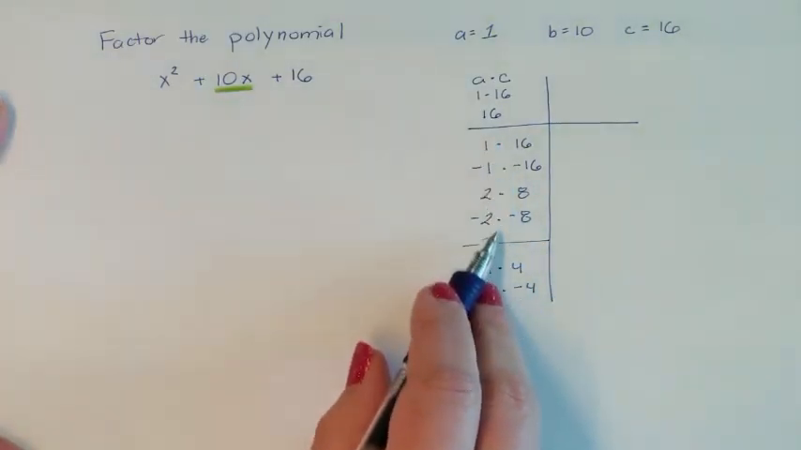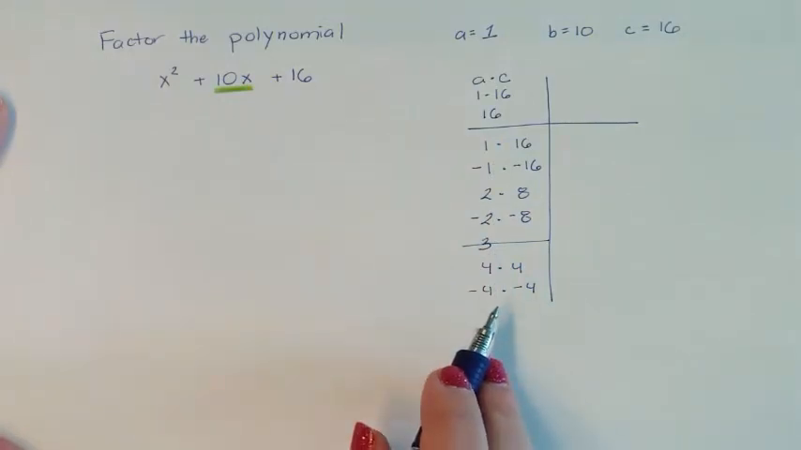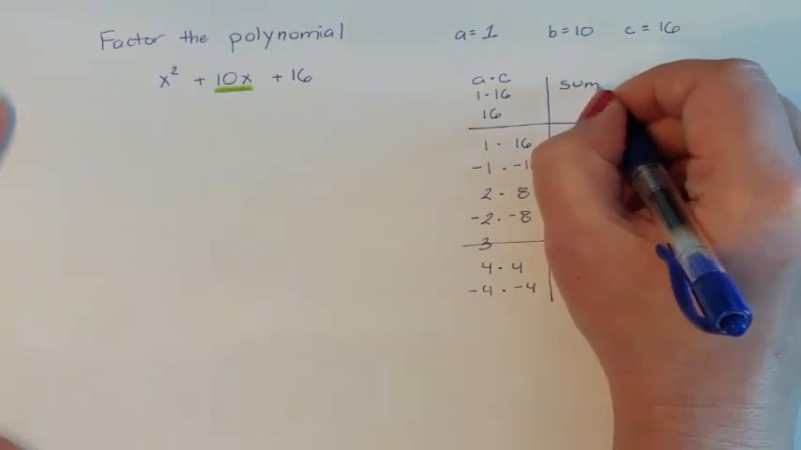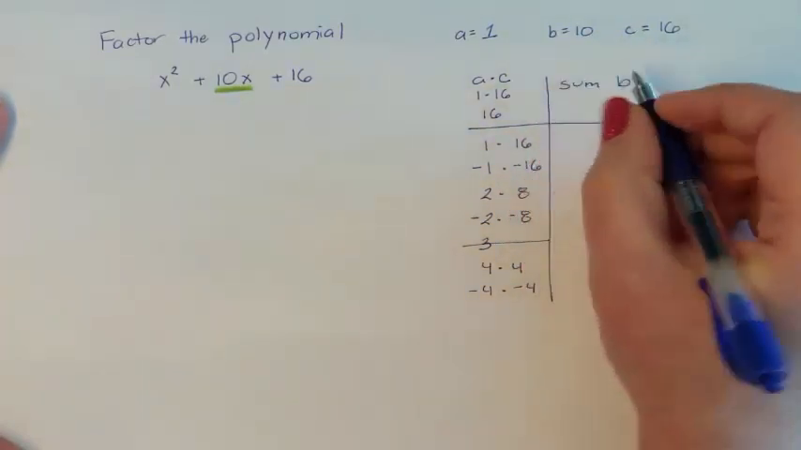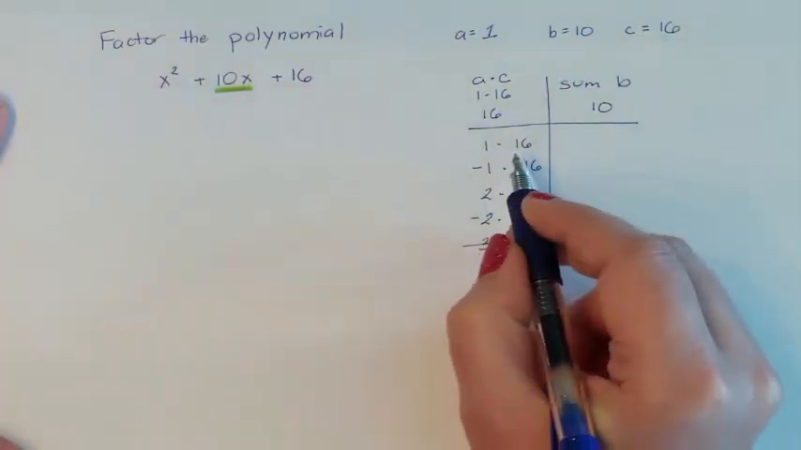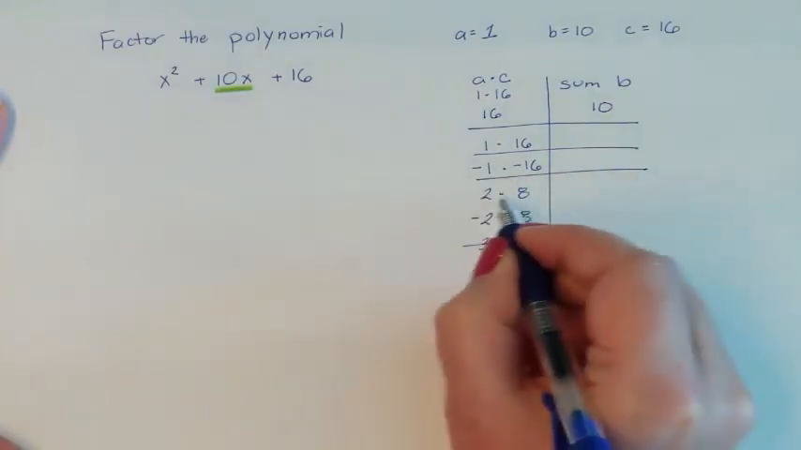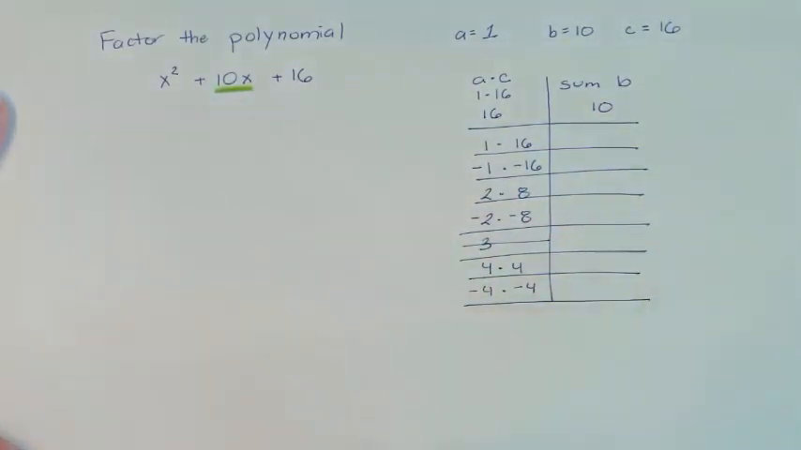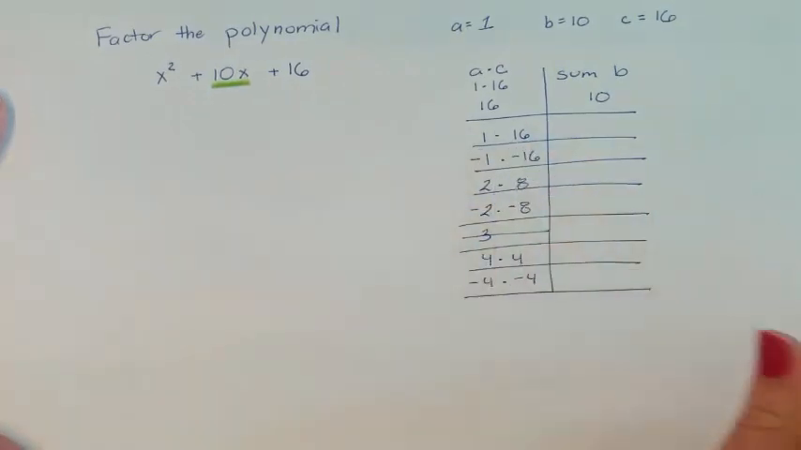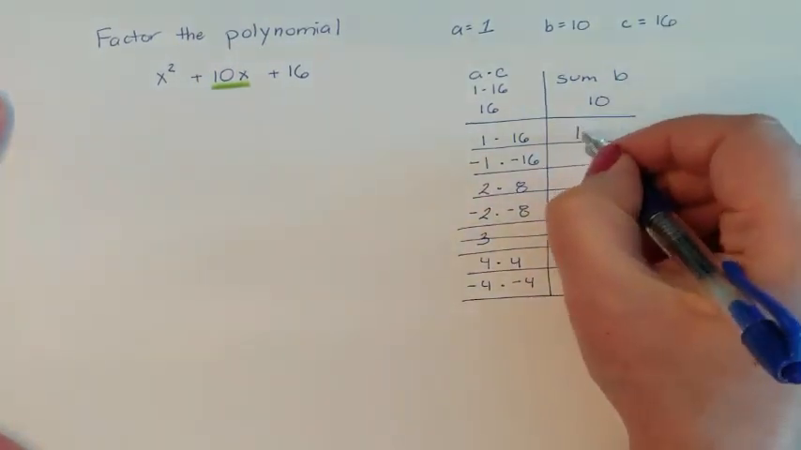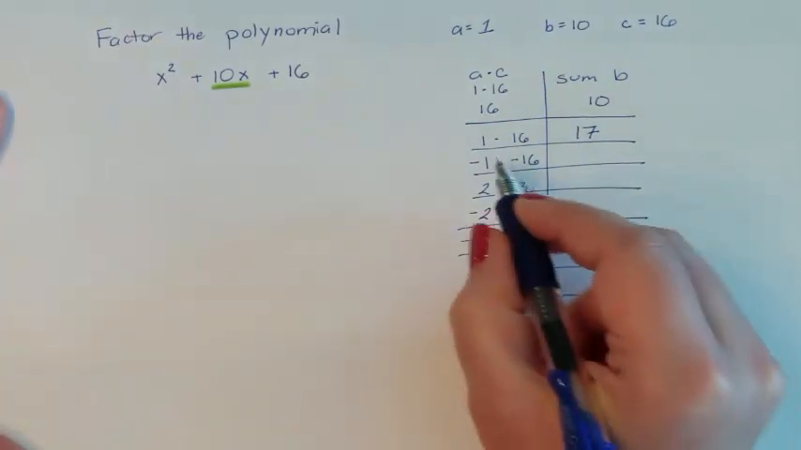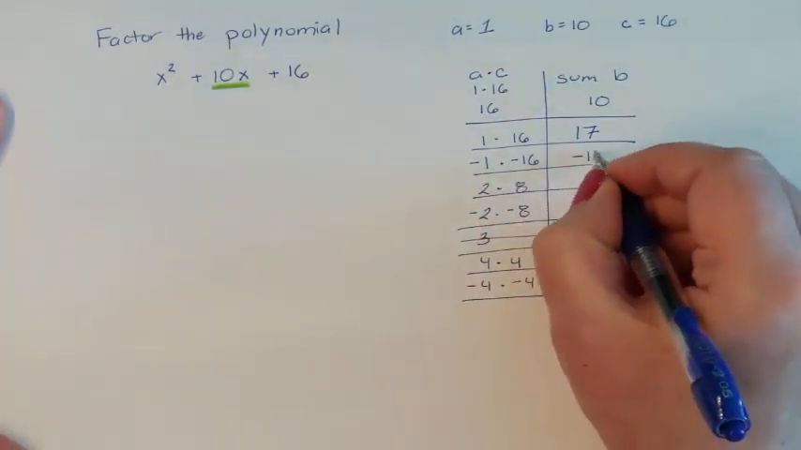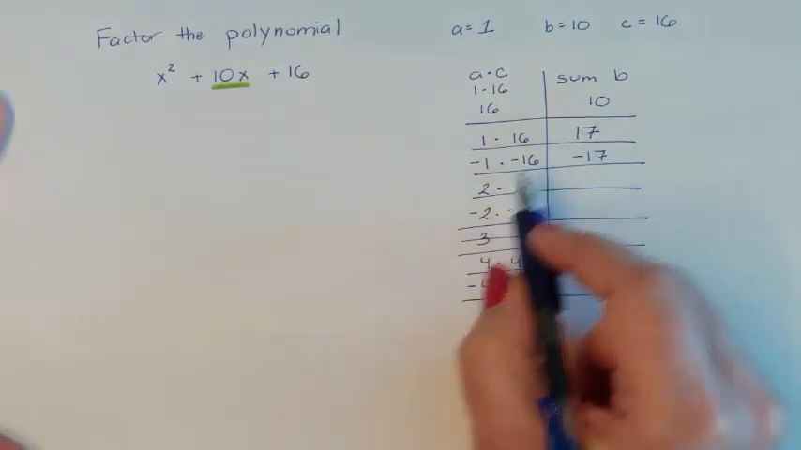So these are all the ways to get 16, but we only want one of them. And how we determine which one is that one of these has to add up to B. B is my 10. So only one of these can add up to 10. So we're going to go through and figure out what each and every single one of these adds up to. 1 plus 16 is going to give me 17. That's not what we wanted. Negative 1 added to this negative 16 gives me a negative 17, not the 10 we wanted.